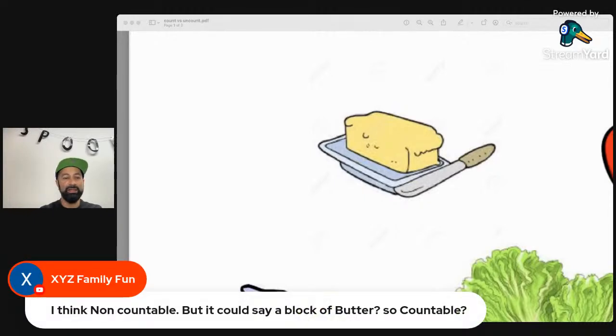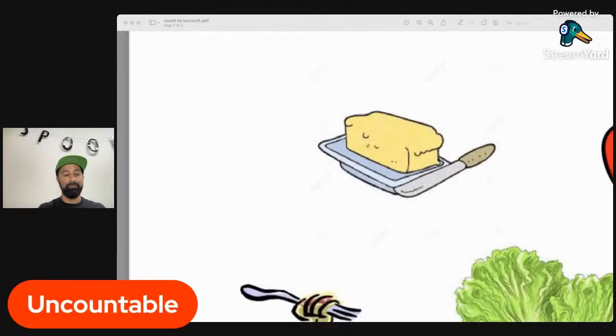All right, so XYZ, I think it's non-countable, but it could say a block of butter, so countable. Really, really good point, XYZ. So first, let's just look at the word butter, only the word butter. If I look at just the word butter, then you're correct. It is uncountable. Okay, butter is uncountable. So the very first one, it is uncountable.